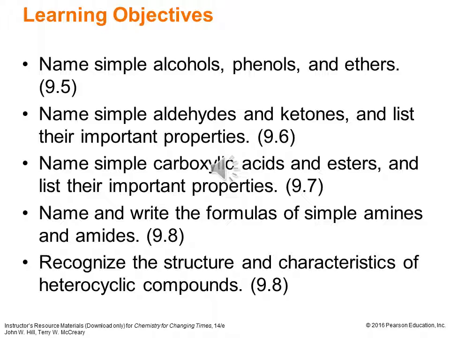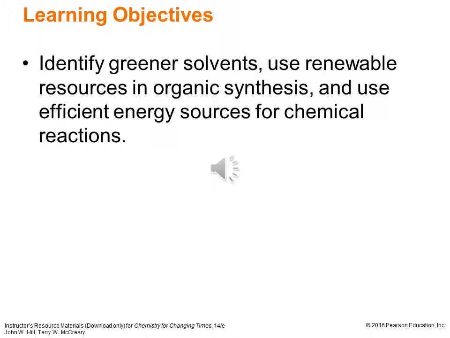Then we'll name and write the formulas of some simple amines and amides. And we'll recognize the structure and characteristics of heterocyclic compounds. And finally, lots to do in this chapter, but finally we'll identify some greener, more environmentally friendly solvents. We'll use some renewable resources in organic syntheses and also use energy-efficient sources for chemical reactions. So lots to accomplish. Let's get right down to it.